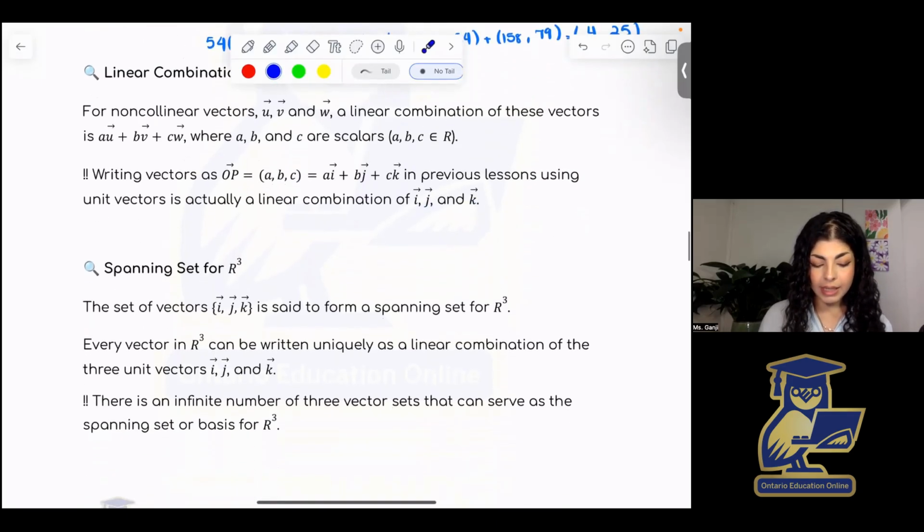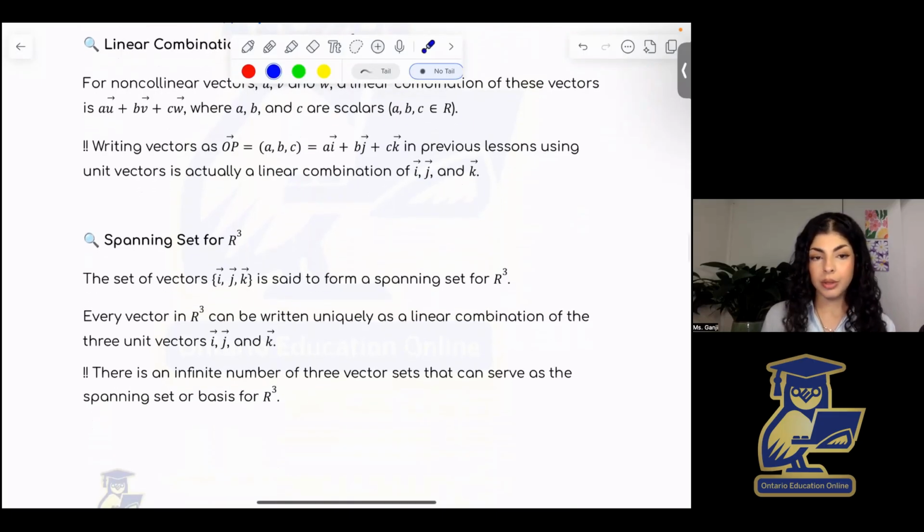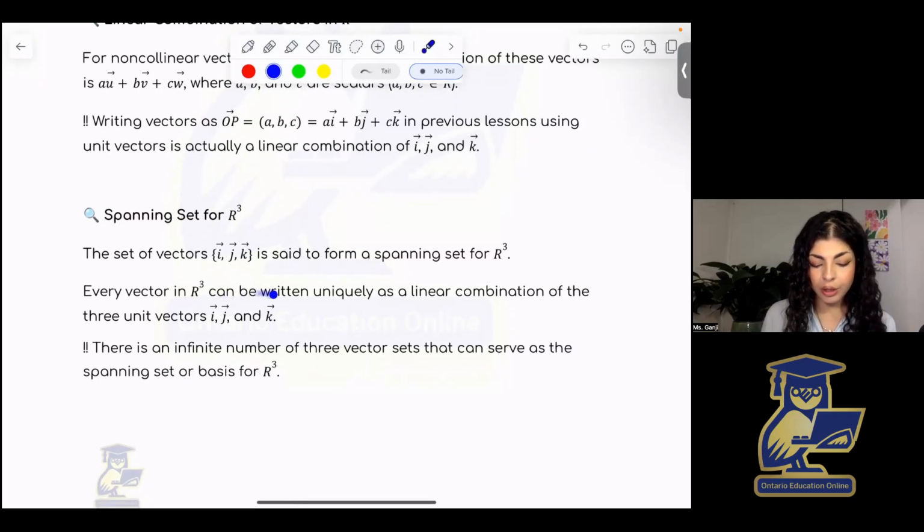And now a spanning set for R cubed, similar to above. Now we just have that k vector in there. So the set of vectors i, j, and k, which are the unit vectors, and I hope you see now why they're also called the standard basis vectors, are said to form a spanning set for R cubed, which means every vector in R cubed can be written uniquely as a linear combination of the three unit vectors i, j, and k.